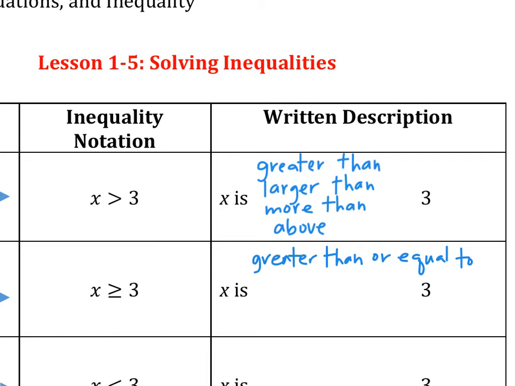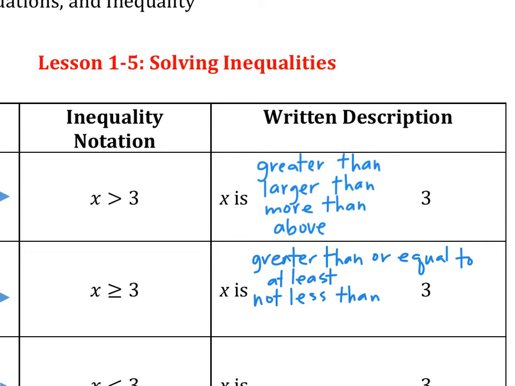What's another way that means greater than or equal to? It's a little bit trickier. What about at least? X is at least 3. So for example, someone says, oh, the price of that Coke is at least 3. So that means it's $3 or more. So at least means greater than or equal to. Another way to say this is not less than.